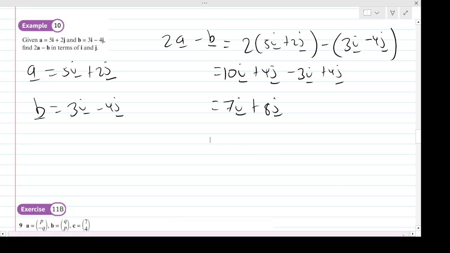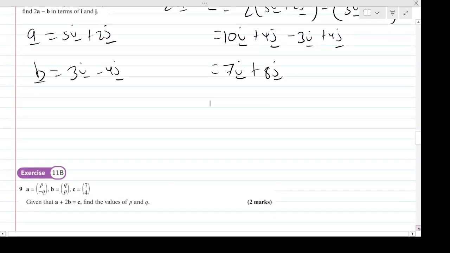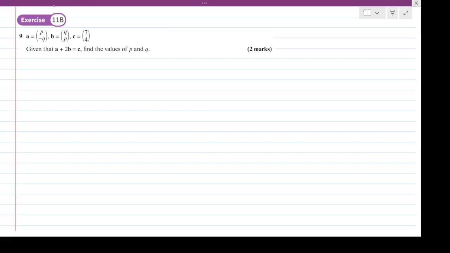Cool. Right, so hopefully you got a good flavour now for how working with i and j is pretty much exactly the same as normal vectors that we've seen before. But yeah. Right, more questions then.